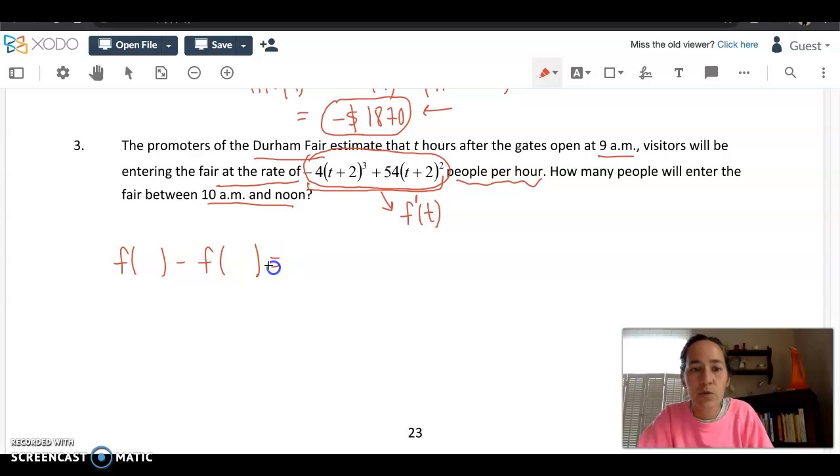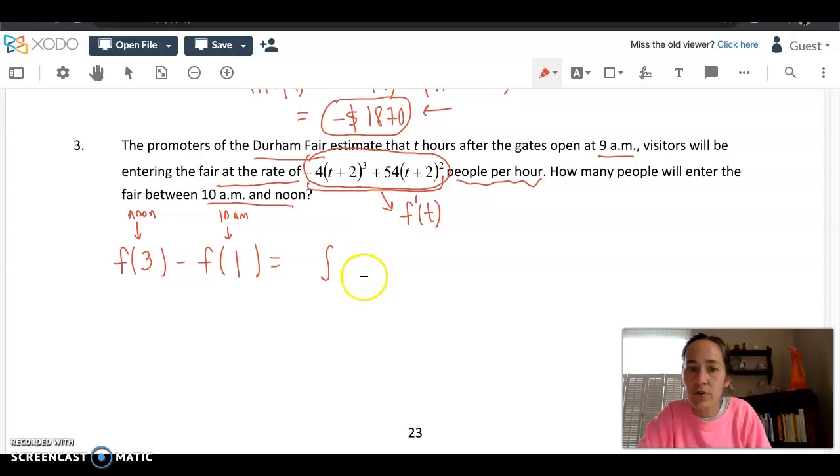And the question is, what do we put for those hours between 10 a.m. and noon? Well, noon is how many hours after 9 a.m.? It's 3 hours after 9 a.m. That's going to represent noon. And then 10 a.m. is only 1 hour after 9 a.m. So instead of the numbers 10 and 12, I want to use the numbers 1 and 3, for 10 a.m. to noon. That should do the trick.